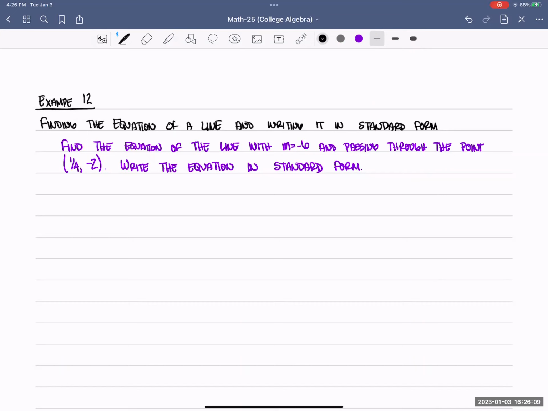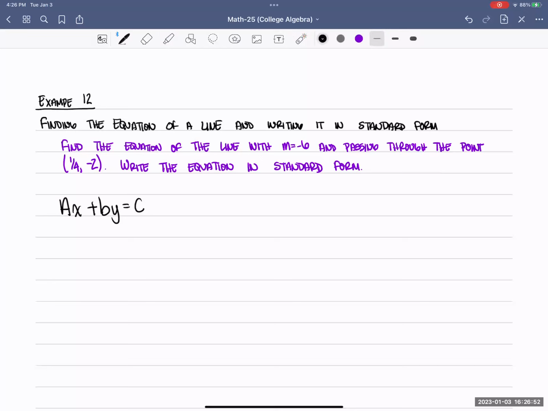So here we need to figure out what standard form is. As defined in the book, standard form is ax plus by is equal to c, where a, b, and c are integers, so just no fractions. They could be negative or positive numbers. We have the variable terms on one side of the equal sign, and on the right side we have a constant. All right, so that's what we want it to look like, standard form.